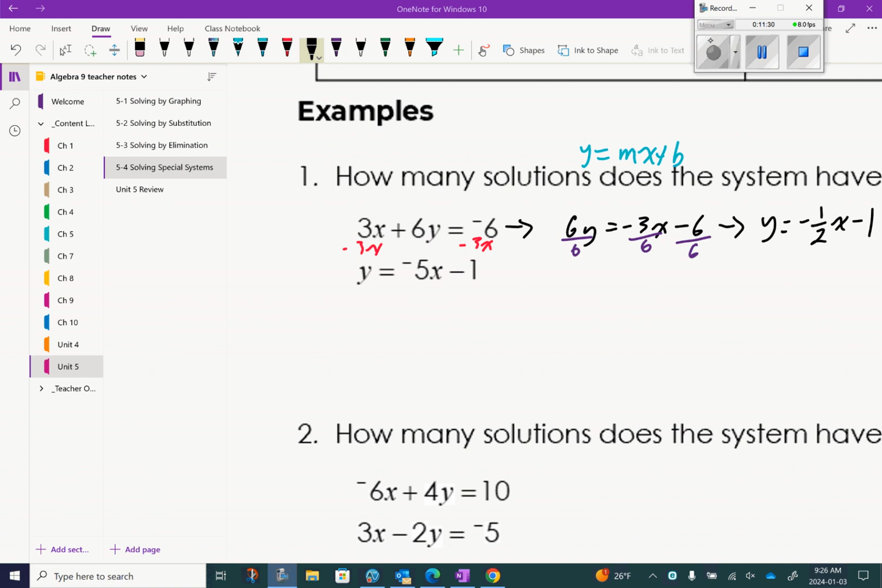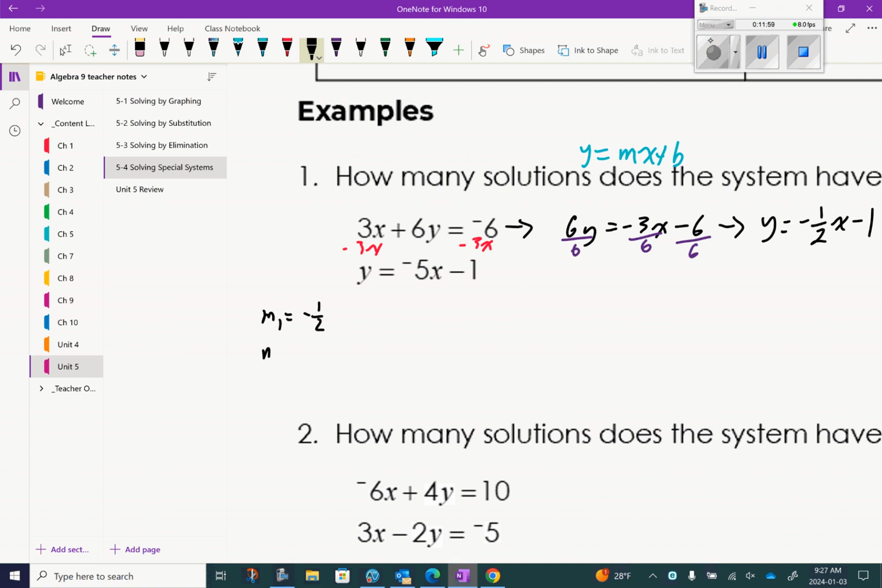Always simplify. Always reduce. So 6y divided by 6 gives me 1y. That's what I need for slope-intercept. y equals mx plus b. Negative 3 over positive 6 will reduce down to negative 1/2 x. And negative 6 divided by 6 is negative 1. So we can say that for the first line, the slope is negative 1/2.